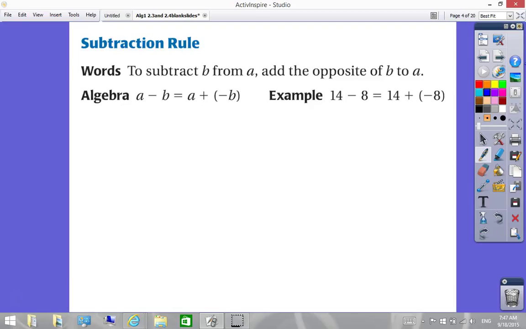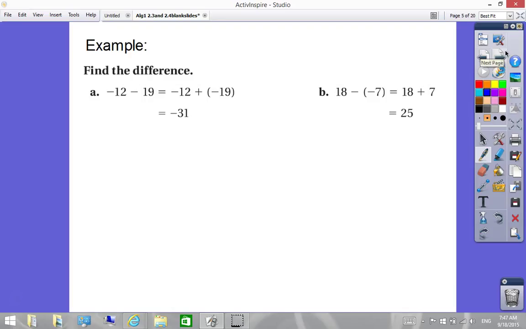So I'm going to show an example. Find the difference. Again, the difference is the math word for a subtraction. So they're taking the subtraction on the left and turning it into an addition, because we already studied addition, and they're two negative numbers. So they add to give you a bigger negative number, or a bigger absolute value negative number.